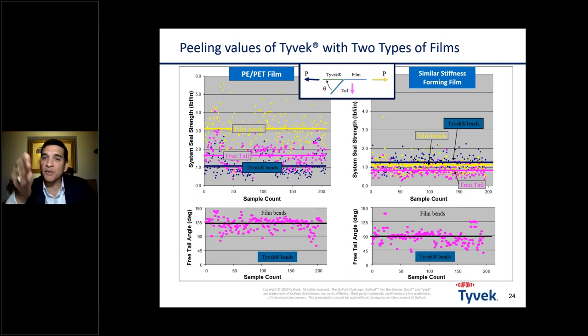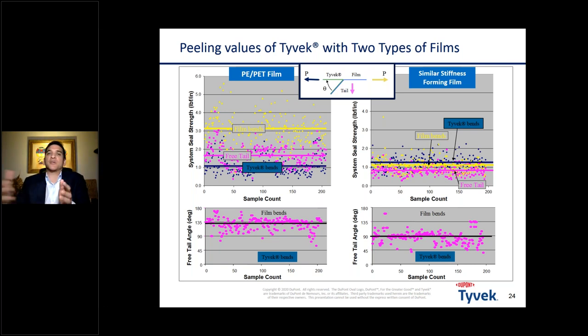And so, yes, you are absolutely going to get different measurements, because as you see here, yellow dots, you're going to get those when you bend towards the film. The fuchsia dots here on the left-hand side, you're going to get those kinds of numbers. And then the Tyvek bending side on the other side, you're going to get those kinds of numbers. So there is going to be a difference. What you need to do is pick one and decide which one you're going to test, and test consistently on that one.